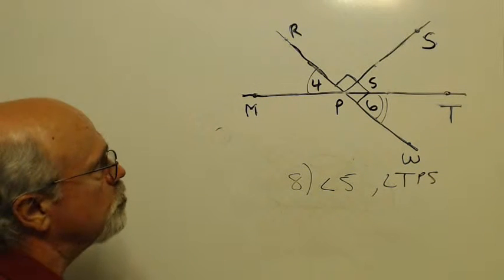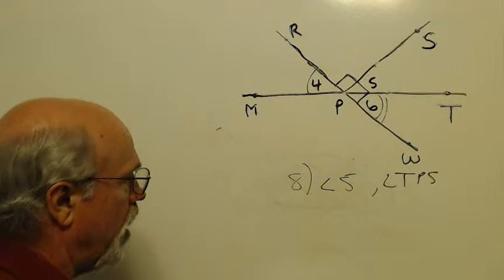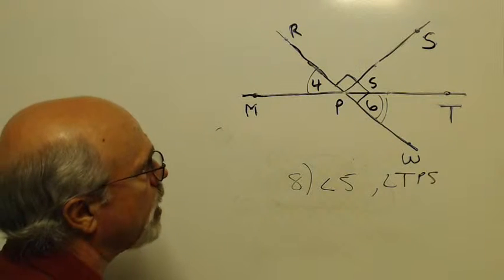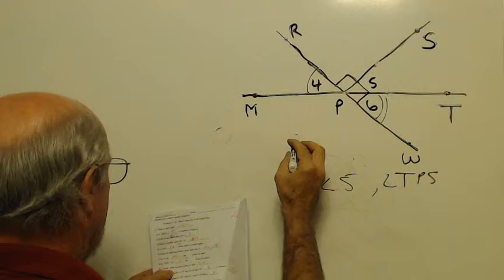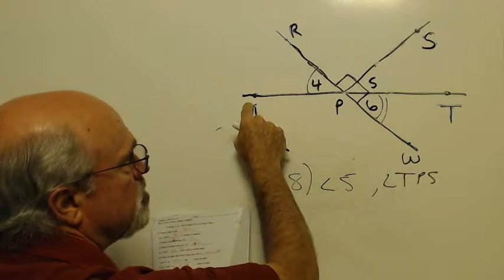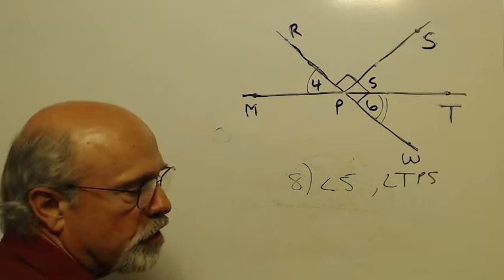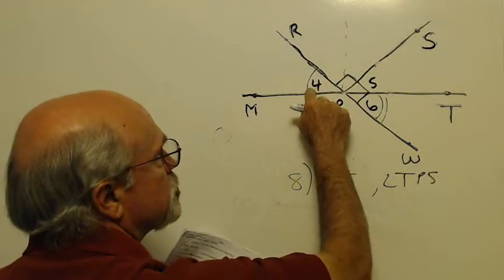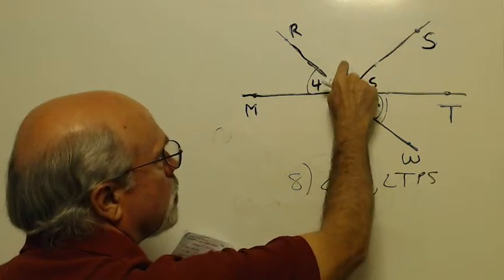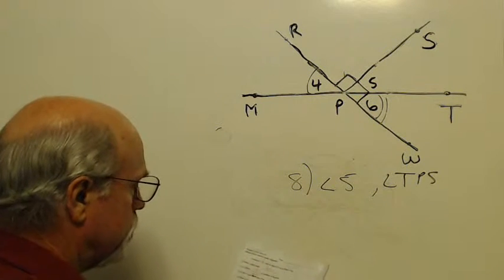Okay, next one we're classifying angle RPM as acute, obtuse, or right. And we can see that angle RPM, that's the same as angle 4, is smaller than a right angle. A right angle would go straight up like this, and this is just a part of what would be the right angle. So this guy is acute.